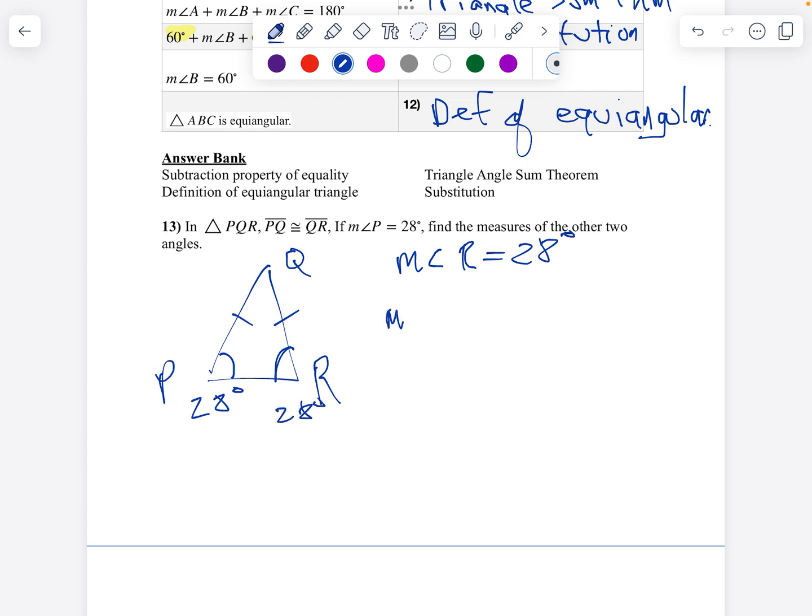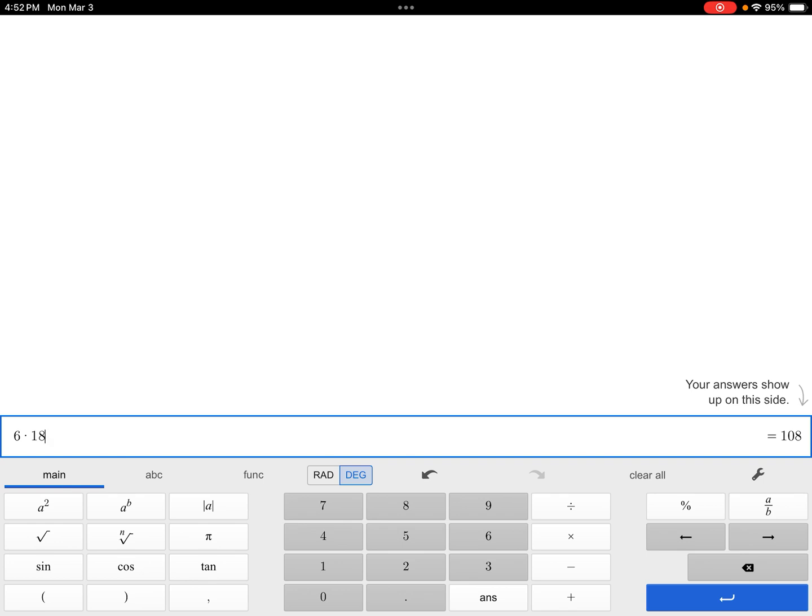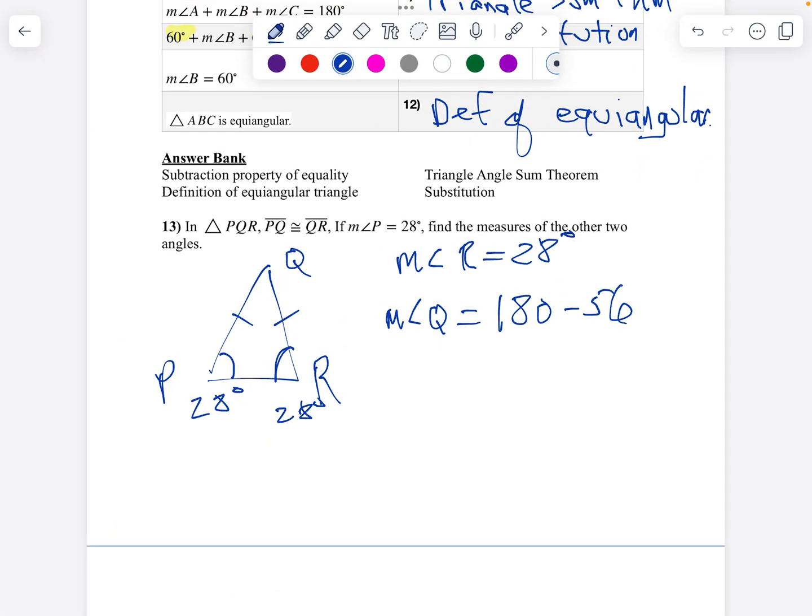And then to find the measure of angle Q, I know there's 180 degrees in a triangle, so I take 180, and I'll subtract off 28 twice, so I'll subtract off 56. And just to make sure I'm doing this right, let's take 180 minus 56 on the calculator. And you get 124 degrees. So angle Q is 124 degrees. That's what I was looking for. Angle R is 28. Angle Q is 124.